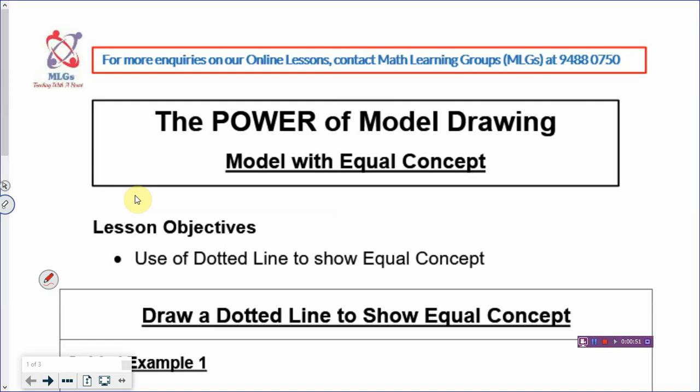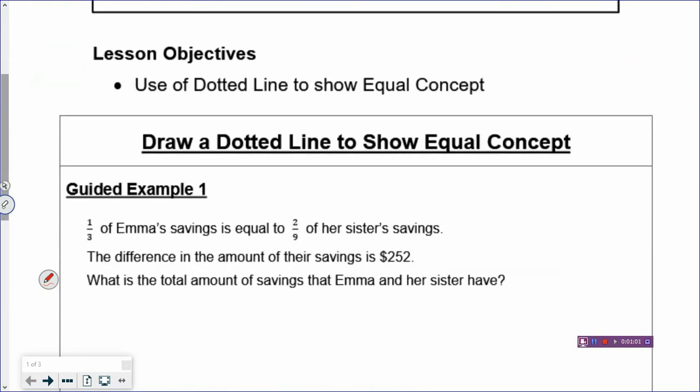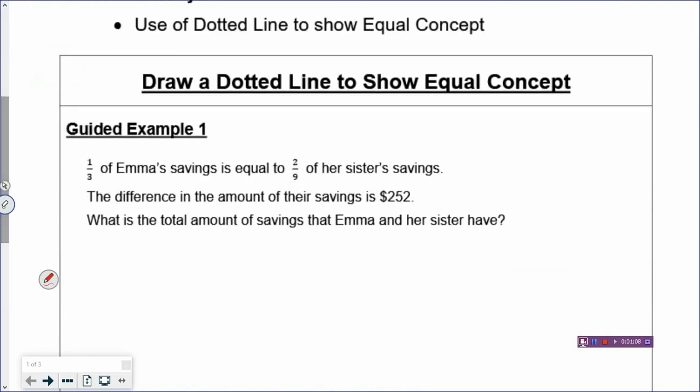So let's look at example 1. Here, the lesson objective is to use dotted lines to show the equal concept. Every time there's something equal, I will always draw a dotted line. This is another basic lesson on model drawing. Like in P3, P4, you learn some important guidelines to model drawing: model drawing must have labels, a question mark, and arrow signs. Over here, there's something called a dotted line to show something that's equal.